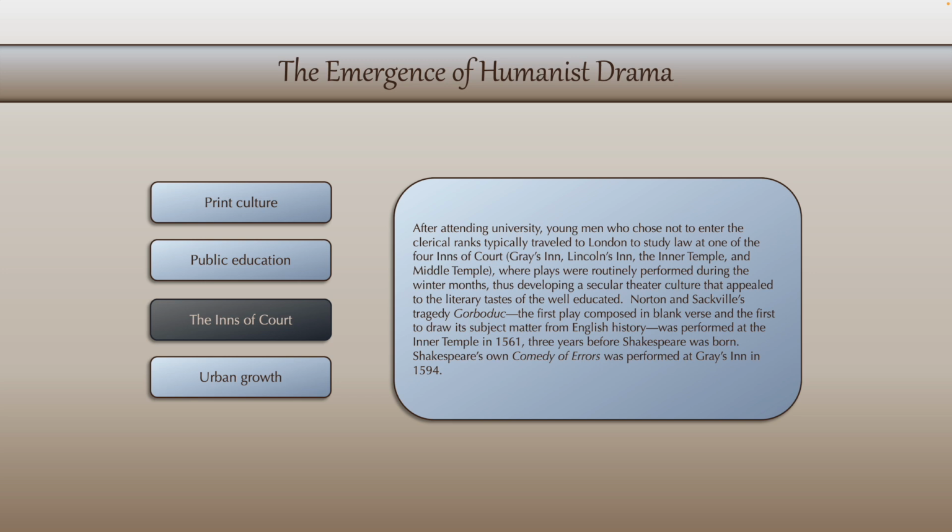In fact, Queen Elizabeth herself attended a performance of Gorboduc at the Inner Temple. Shakespeare himself had plays performed at the Inns of Court. Comedy of Errors, we know, was performed at Gray's Inn in 1594.